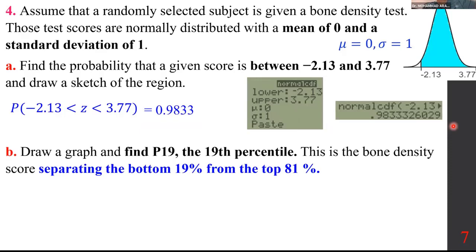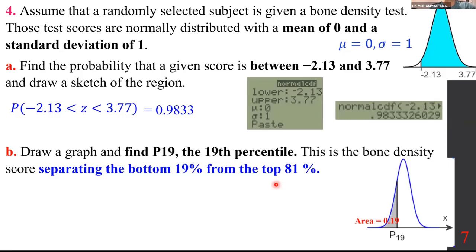Draw a graph and find P19. What is P19? The 19th percentile. This is the bone density score that separates the bottom 19% from the top 81%. Therefore, start with drawing. The area to the left of some number is about 0.19. We are looking for this z-score.